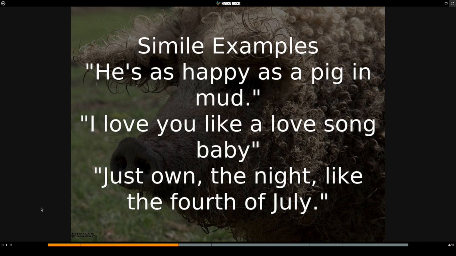Now the rest of these examples are going to be song lyrics. I'm not going to tell you who wrote the song or who performed the song until the end of the video. So you can guess along the way and see if you can get all of the examples.